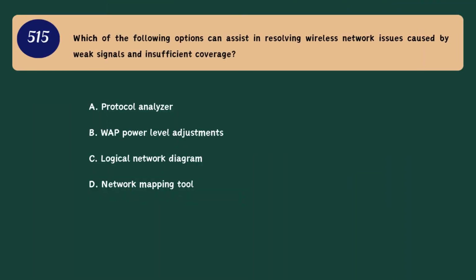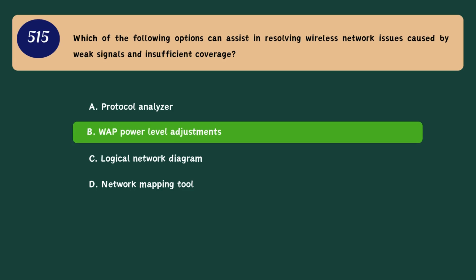Question 515. Which of the following options can assist in resolving wireless network issues caused by weak signals and insufficient coverage? A. Protocol Analyzer. B. WAP Power Level Adjustments. C. Logical Network Diagram. D. Network Mapping Tool. Correct answer. B. WAP Power Level Adjustments.